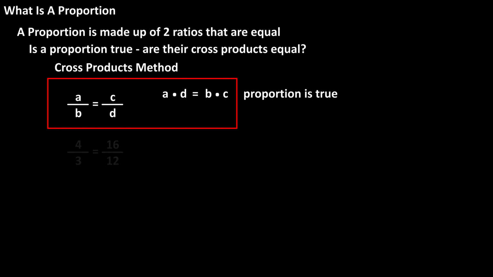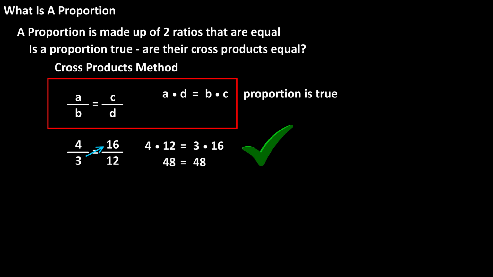For example, the proportion 4 to 3 equals 16 to 12. Is this proportion true? Checking the cross products, we have 4 times 12, the numerator of the first fraction times the denominator of the second fraction, and this equals 48. Next, we have 3 times 16, the denominator of the first fraction times the numerator of the second fraction, and this equals 48. 48 equals 48, so this proportion is true.